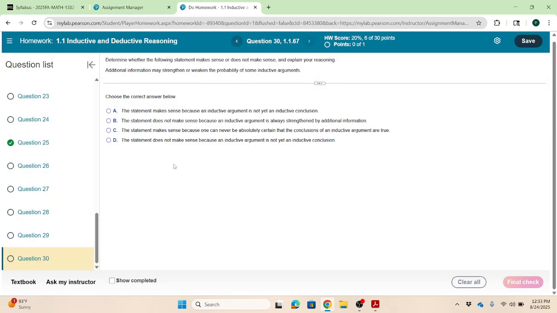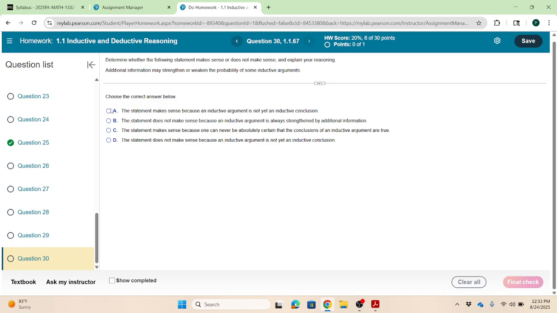And the very last question. Determine whether the following statement makes sense or does not make sense and explain your reasoning. Additional information may strengthen or weaken the probability of some inductive argument. That is right, because inductive argument means we always try to generalize things from a specific example. If we add more information, our argument might strengthen or weaken. That's true. So the statement makes sense.